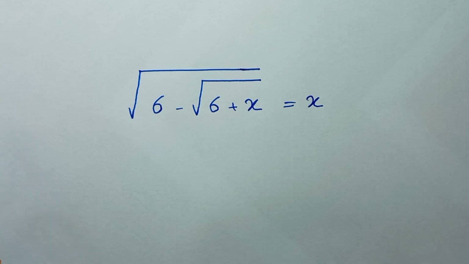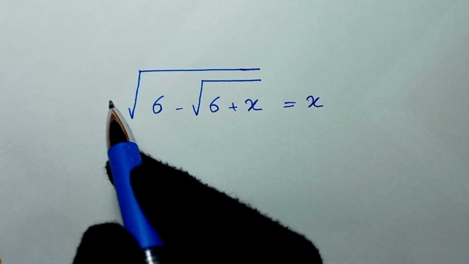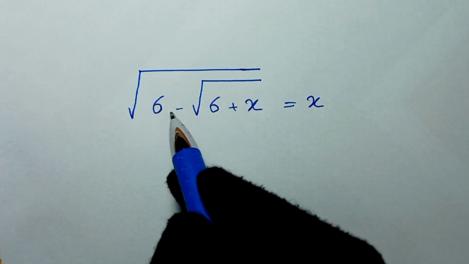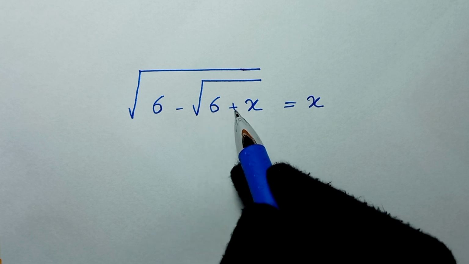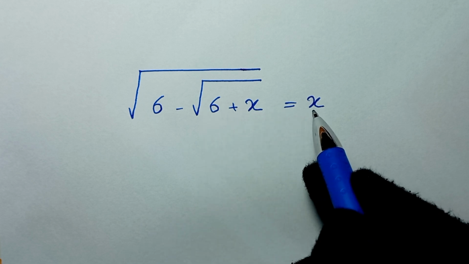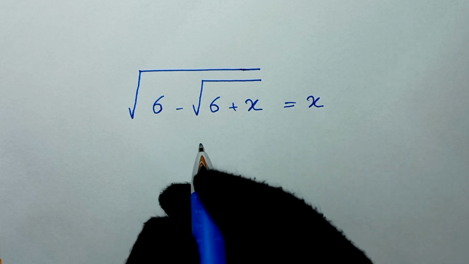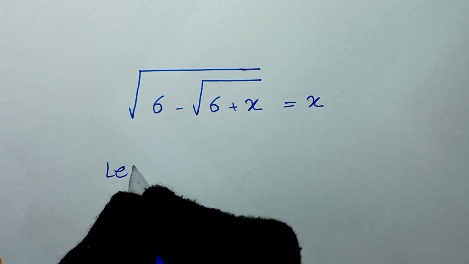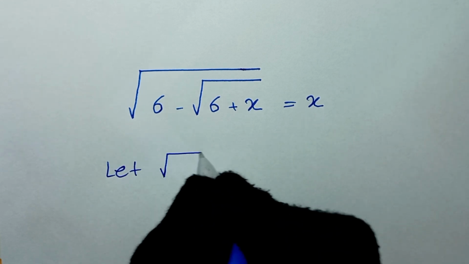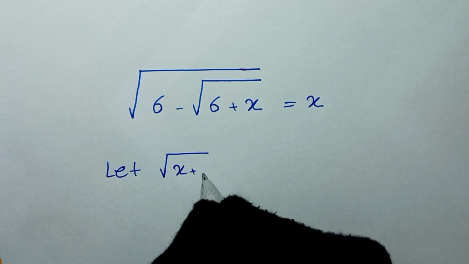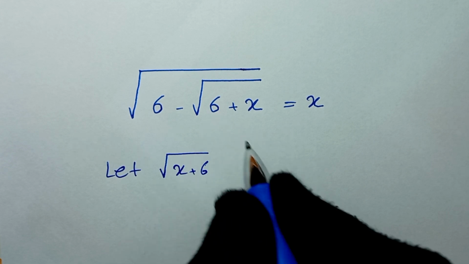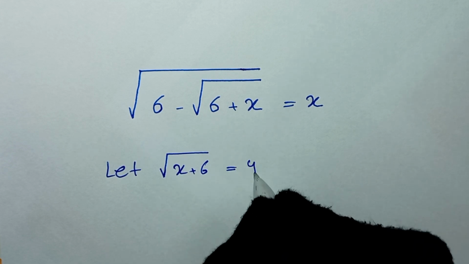Hello my friends, you're welcome to solve this math problem, which is square root of 6 minus square root of 6 plus x is equal to x, to find the values of x. In the first step, we start by letting square root of x plus 6 equal y.